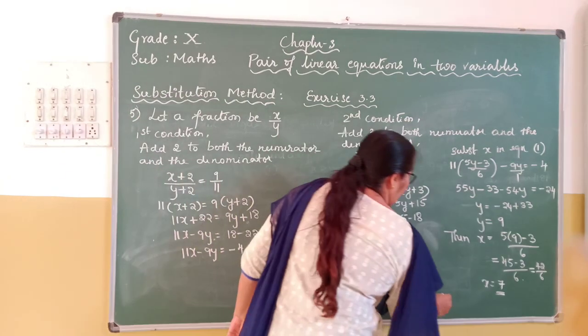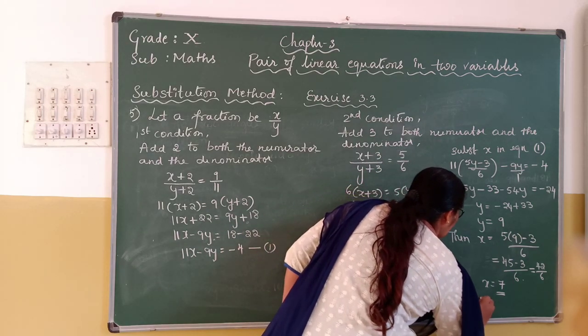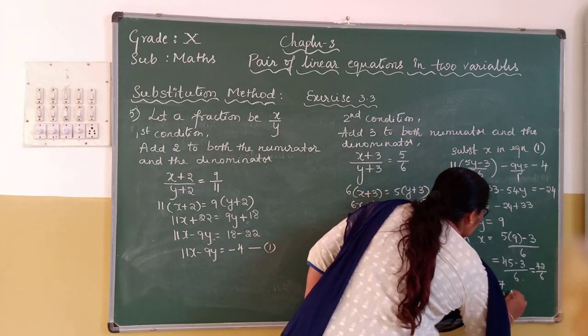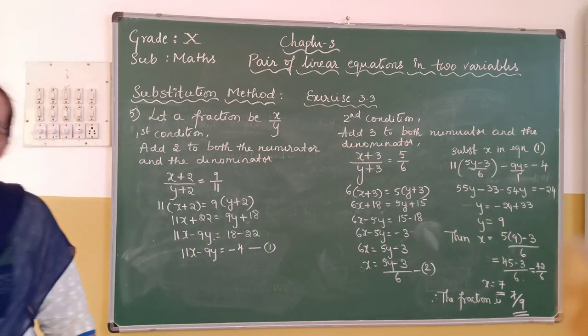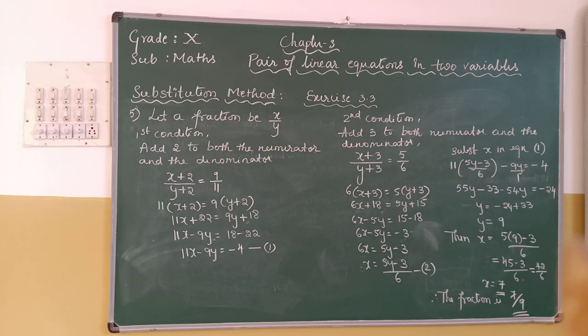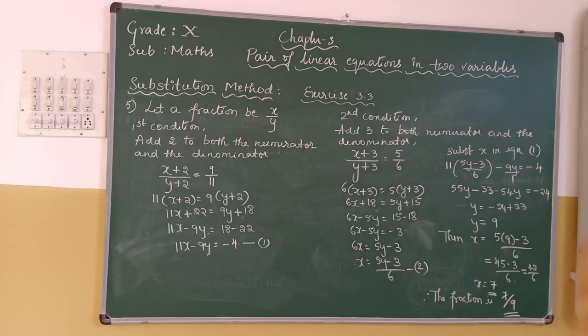So therefore the fraction is 7 by 9. 7 by 9. The fraction is 7 by 9.